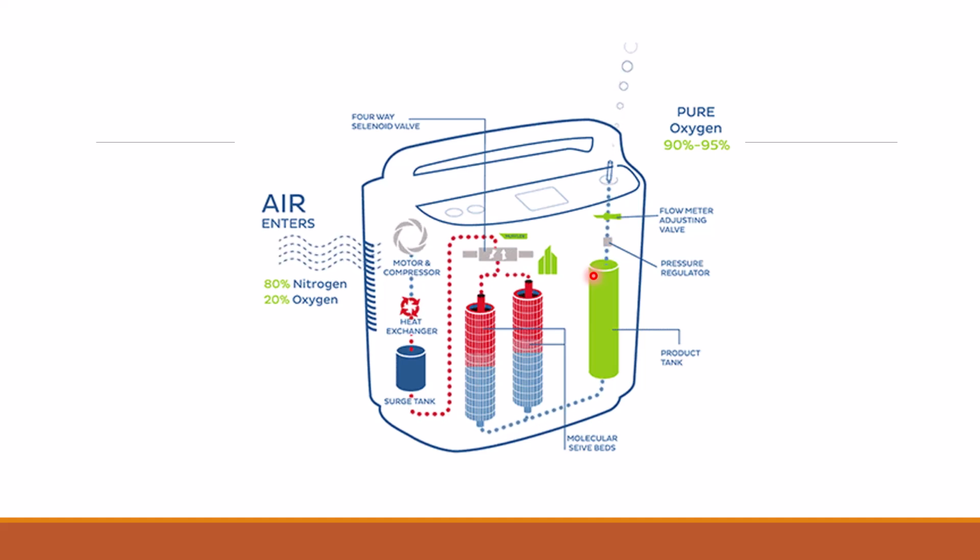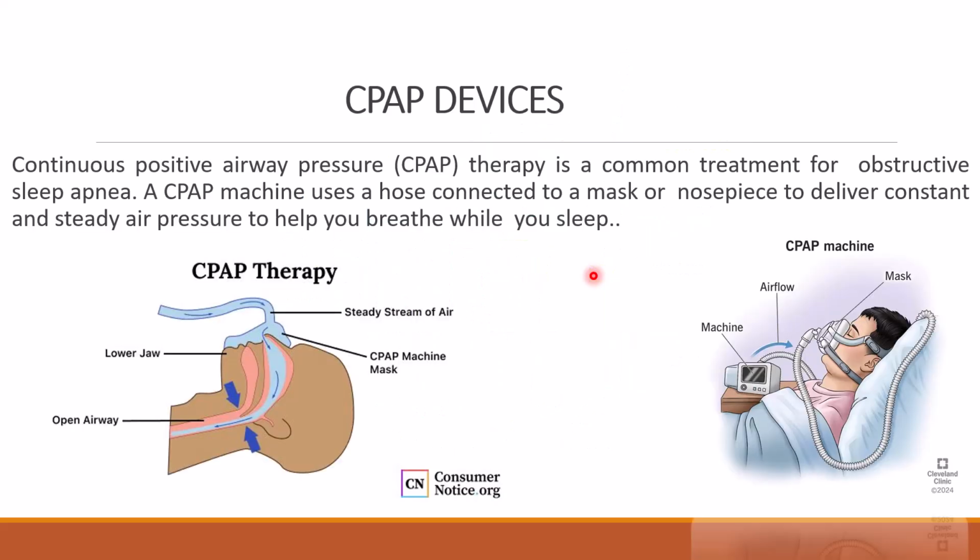We have also the third kind of devices used in home care, which is CPAP devices. CPAP comes from continuous positive airway pressure. We use it with patients with sleep apnea. So the working principle of it: we have a mask. We put the mask on the patient's face, and this mask will apply a pressure through here.